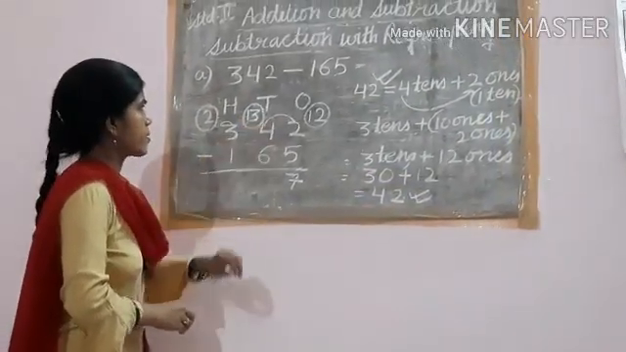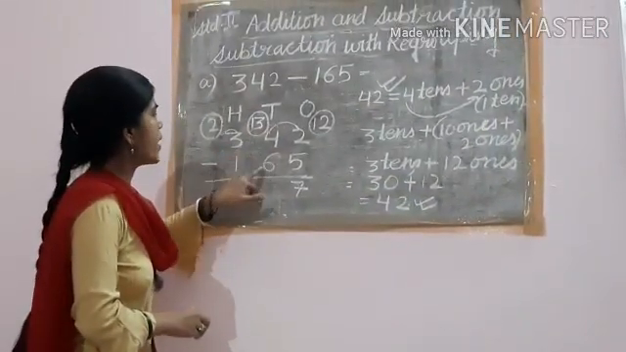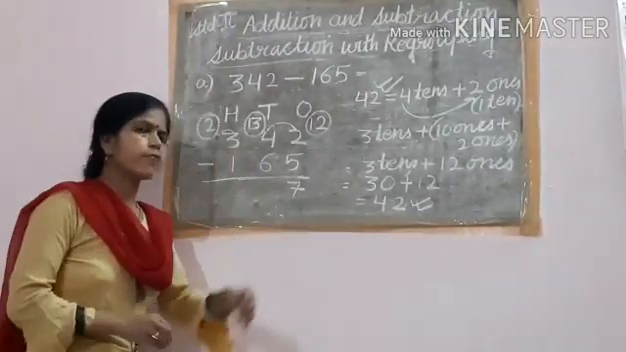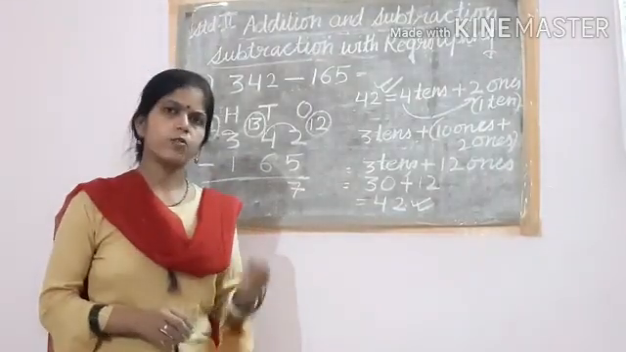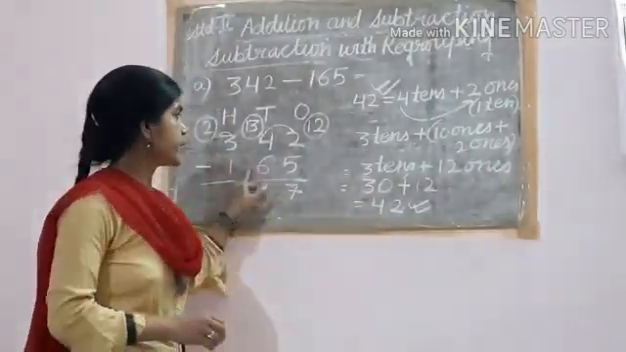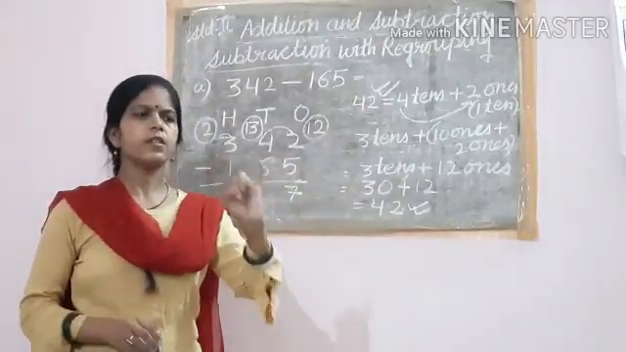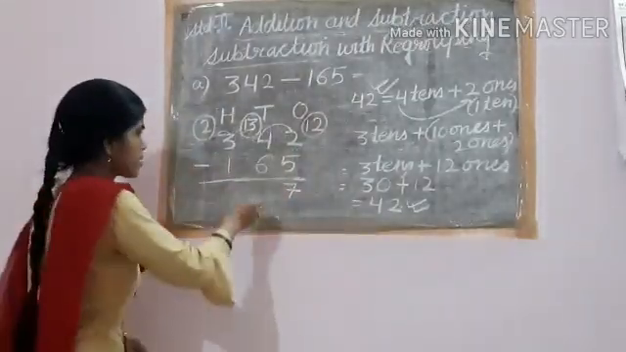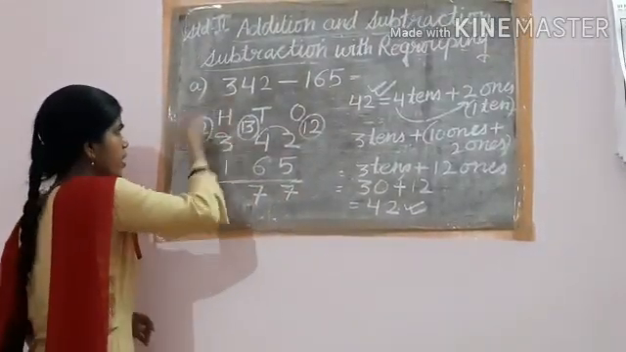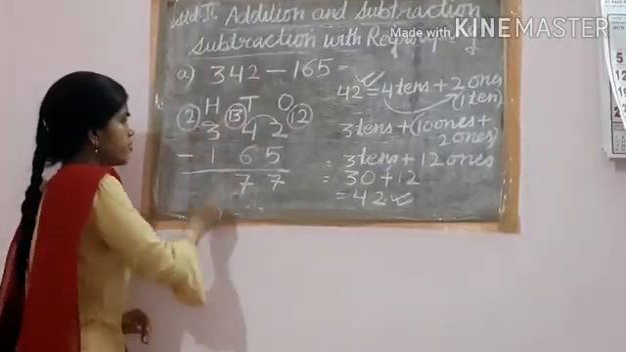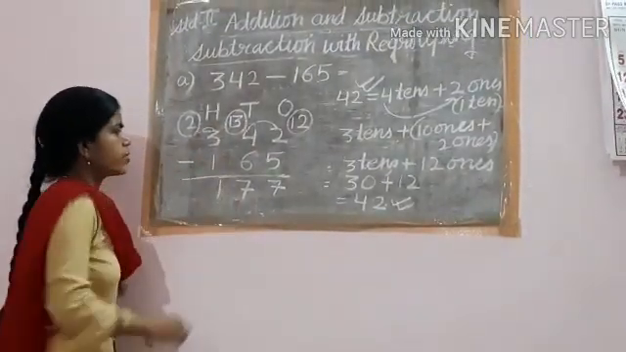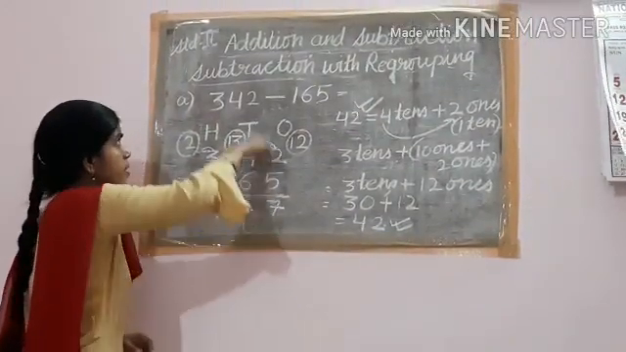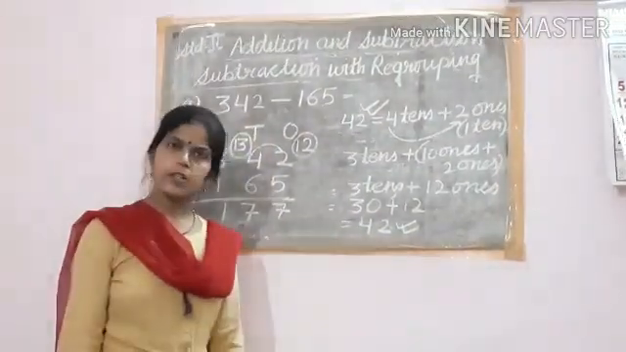13 tens minus 6 tens. In the same way you can use your fingers or you can do it directly. After 6, count till 13: 7, 8, 9, 10, 11, 12, 13. Again the same, 7. Then come to the hundreds place. Now here is 200 and here is 100. 2 minus 1, 1. So here the difference comes 177. That is the answer. And here I have used the concept of regrouping.